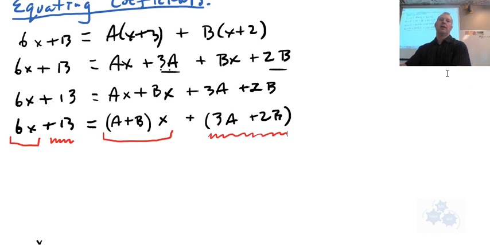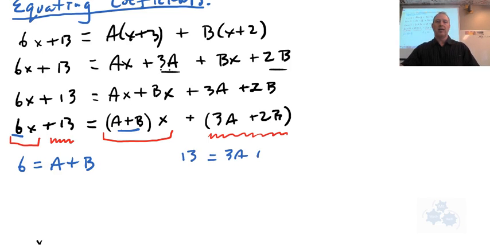So, without substituting anything yet, what we can see is that a plus b has to equal 6. So 6 equals a plus b, because we're equating the coefficients of the polynomials on both sides. And then we also see that 13 has to equal 3a plus 2b. Okay? So working with these two simultaneous equations, you can do all sorts of things.